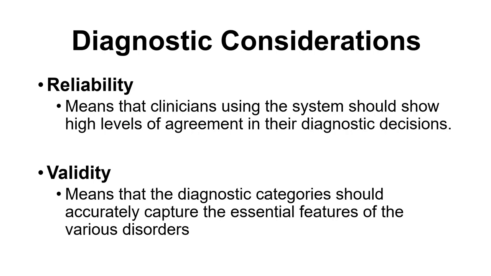Validity, in contrast, is about whether our measure, our standardized test, is actually capturing the concept that we're trying to capture. So are our questions, our criteria that relate to depression, actually related to depression? Here we're saying that we want our diagnostic categories to accurately capture the essential features of our disorders. This is focusing not only on whether the things we're measuring relate to our disorder of interest, but also whether we have enough of them to fully capture the depth of that particular disorder.